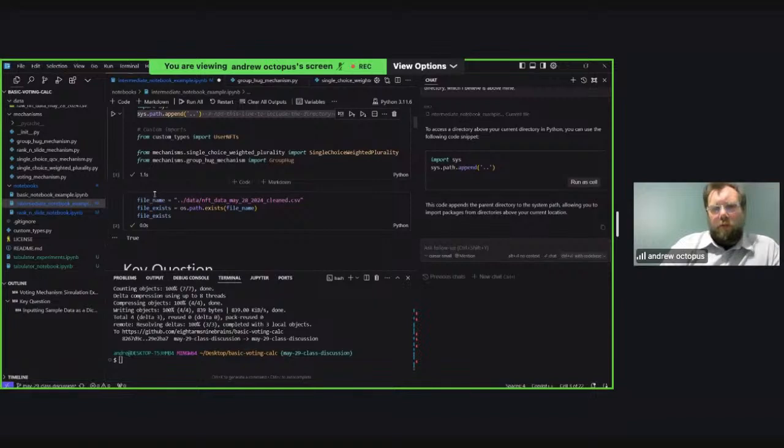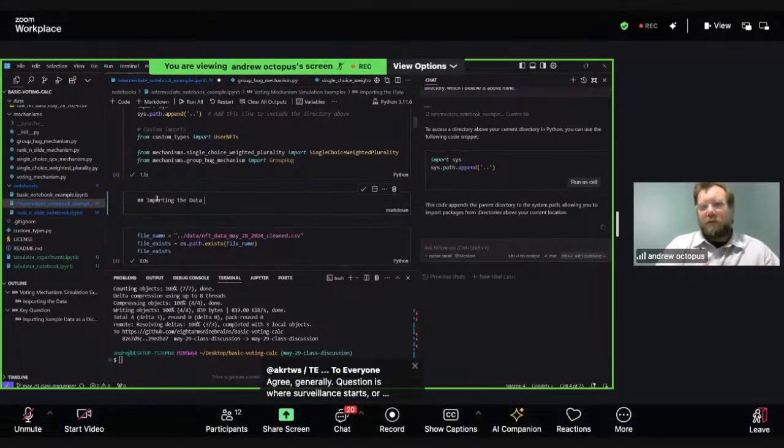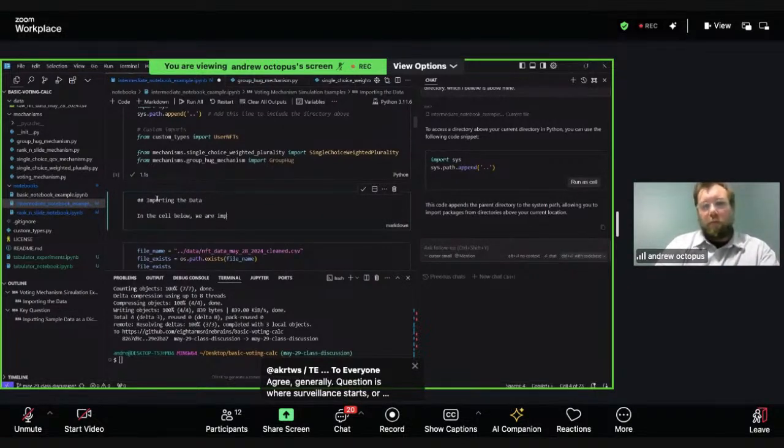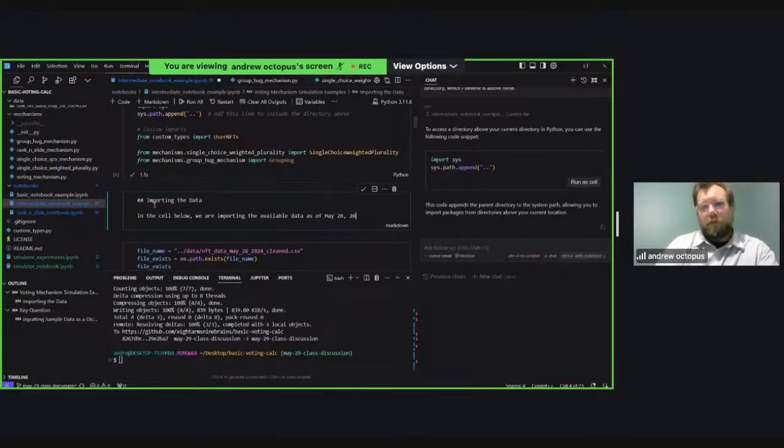Now I do know what I'm doing a little bit here. So let me put some markdown in here. And one of the things you could do if you say, I'm not a coder, okay, can you do markdown? Markdown is very basic, it's familiar. And then you can create annotations to explain what's happening. So in the cell below, we are importing the available data as of May 28th, 2024, regarding which users have which NFTs.